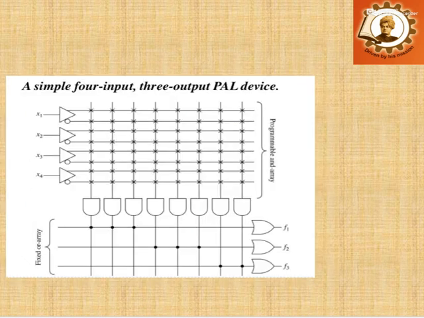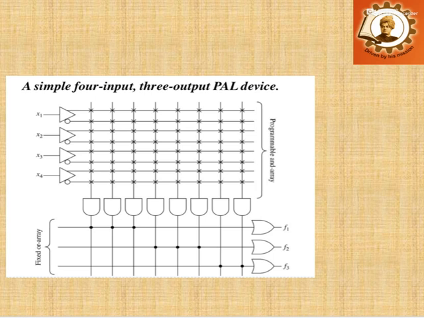So this is your simple 4 input 3 output PAL structure. Here the programmable AND array is shown. This is your programmable AND array, but a fixed OR array. So for your PAL structure, the output array, that means the OR array, will be fixed, but the input array will be programmable. That means the user can change these input connections.